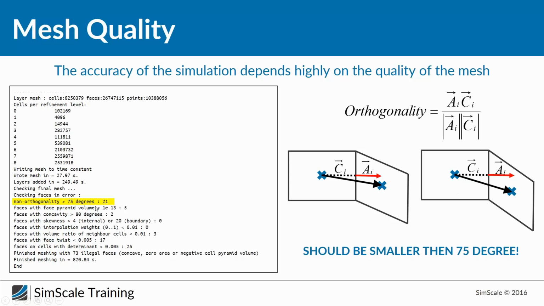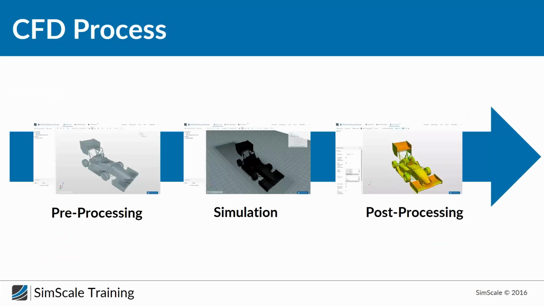If some cells are not fulfilling this criterion, this is okay, but we should try to reduce it as much as possible. And by the way, all illegal cells are counted and then printed out here, just in case you ask yourself what illegal cells mean. Okay, I hope this helped you a little bit. If you have more questions regarding mesh quality, just ask them in our forum.